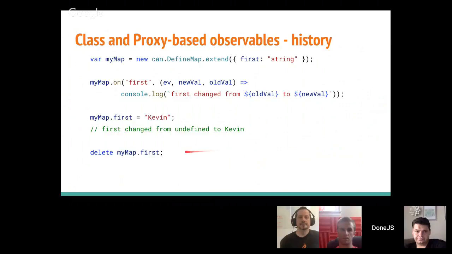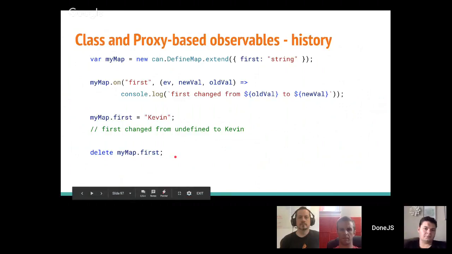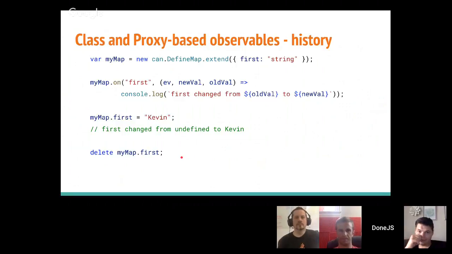For instance, in this example, you can do this myapp.first, and it will give you this change event, but deleting the property doesn't actually trigger a change event. The Object.defineProperty API that we're using just doesn't have a way to solve this problem, to listen for when things are deleted.